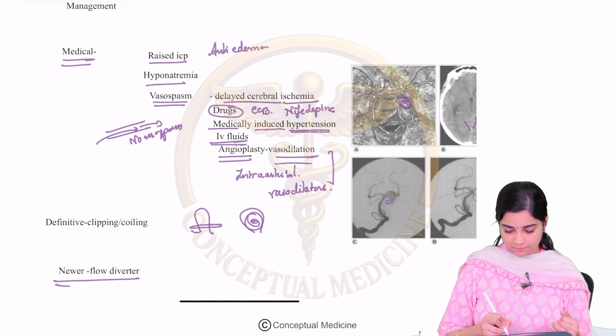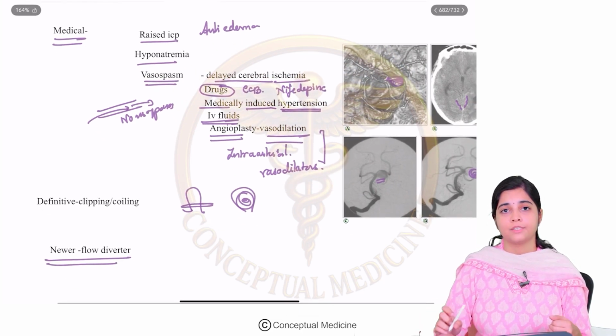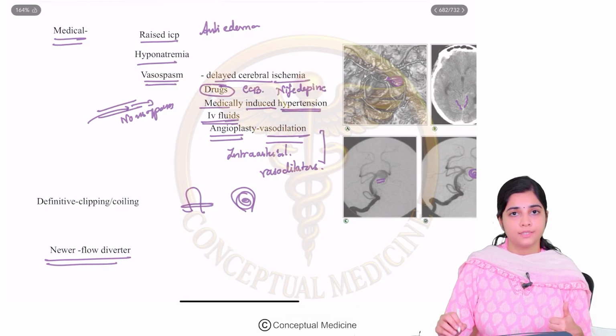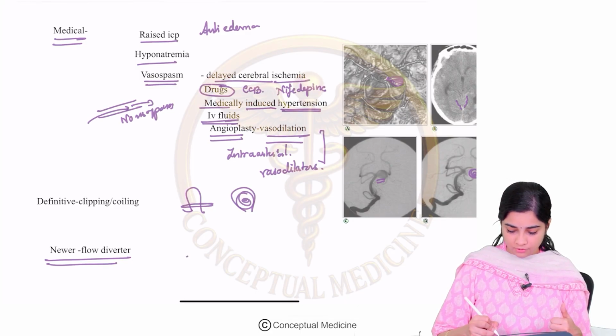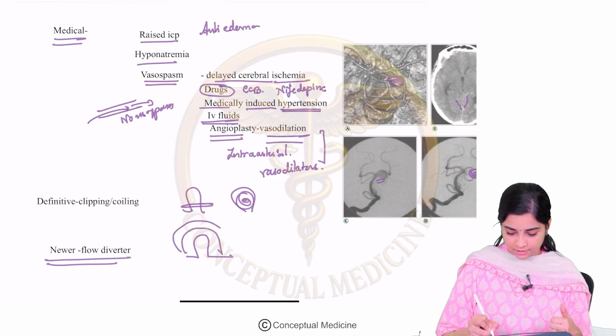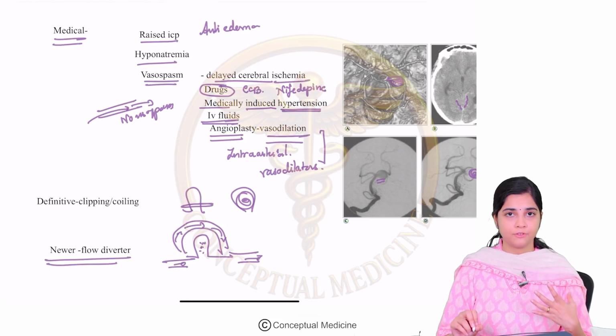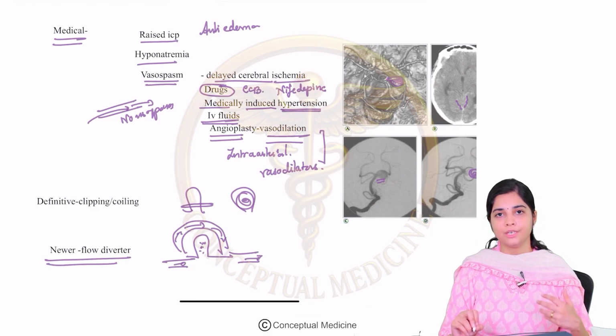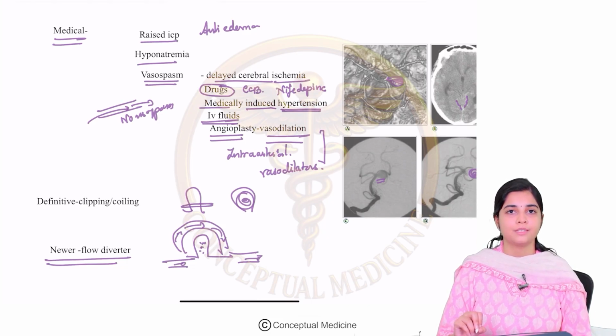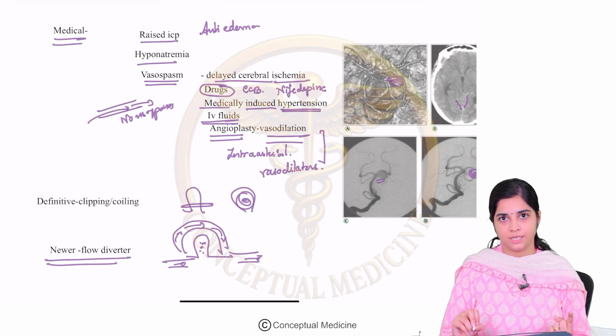The newer technique which is used, after the development of interventional radiology, is a flow diverter. So a flow diverter means if the aneurysm is here, you put a diverter like this such that the blood does not go into the aneurysm and rather it continues its movement like this. So the aneurysm will not have any blood for a long time and it will involute on its own. So the newest technique which is used in the management of a subarachnoid hemorrhage is a flow diverter.